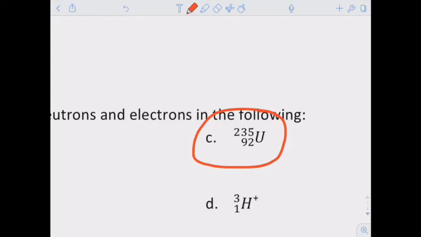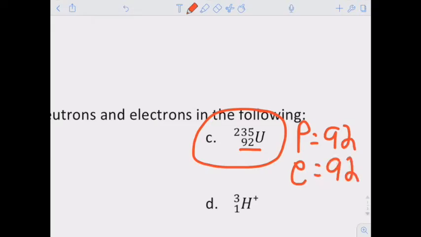We have the mass number on the very top, and the number of protons on the bottom. Since it does not have a charge out here, the protons equal the electrons. So we have 92 protons and the same number of electrons. To find the neutrons, all we do is 235 minus 92, which gives us 143 neutrons.